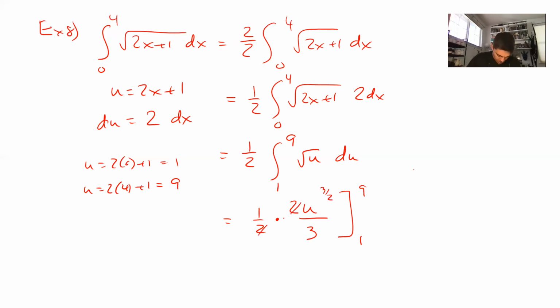Twos cancel out. So u to the 3/2 over 3, evaluated from 1 to 9. And you should see these same numbers. After that, it's just the same. Same numbers will come in on u themselves.